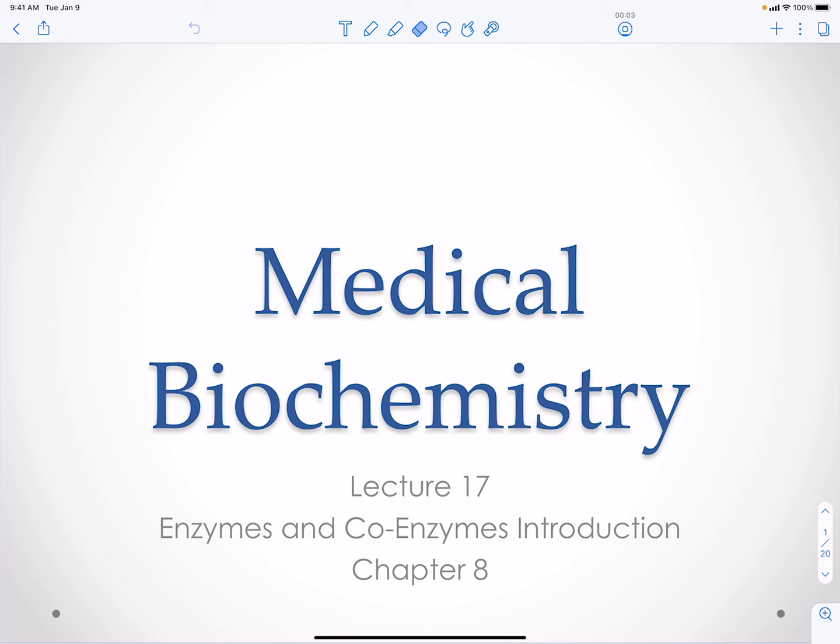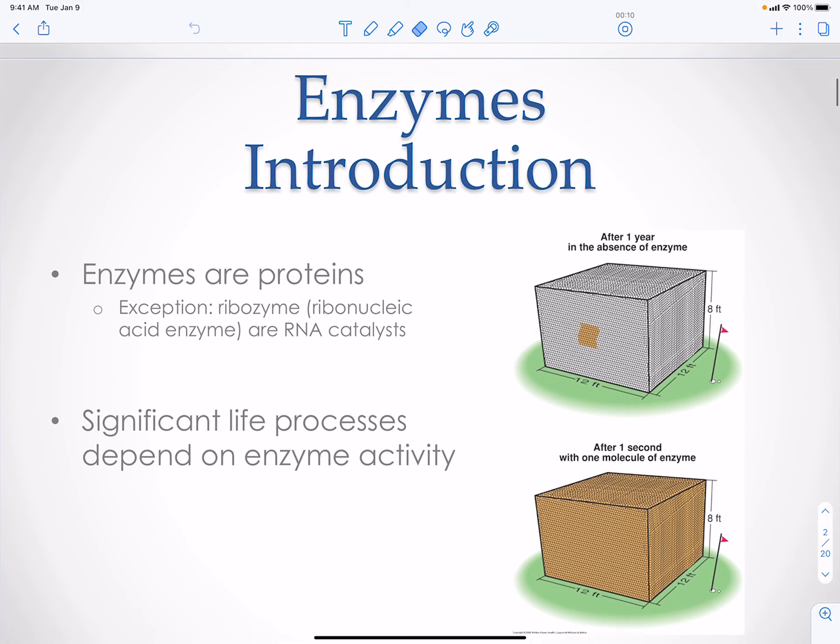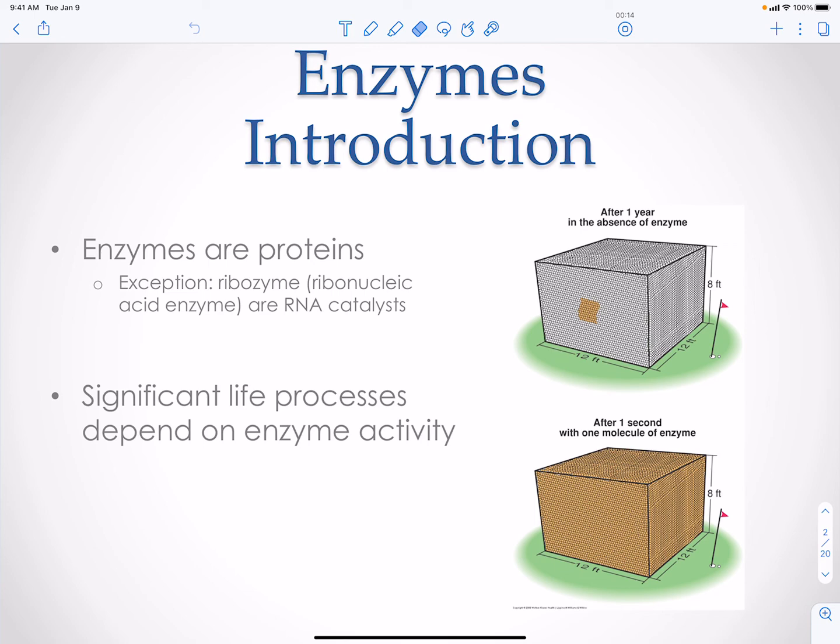So in this lecture, we are going to start talking about enzymes, and we're also going to discuss the coenzymes and their function in the reaction. So basically, biochemistry begins with enzymes, and enzymes, of course, are going to be proteins. So they're going to be encoded in our DNA.